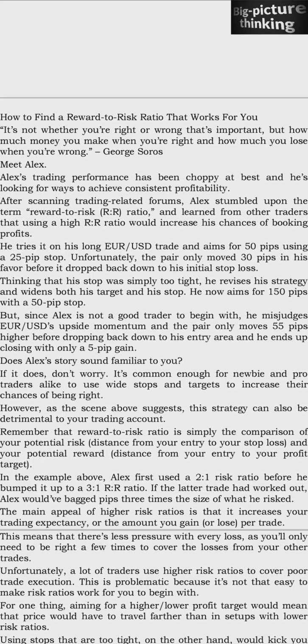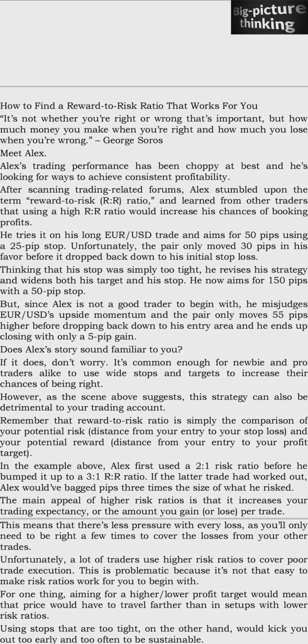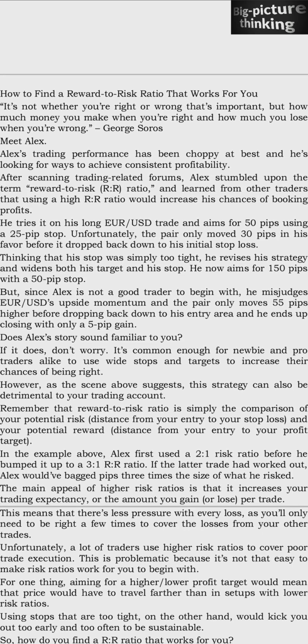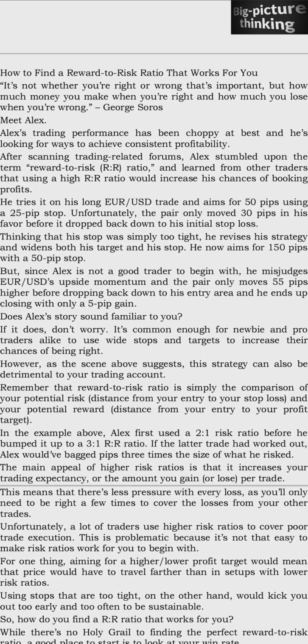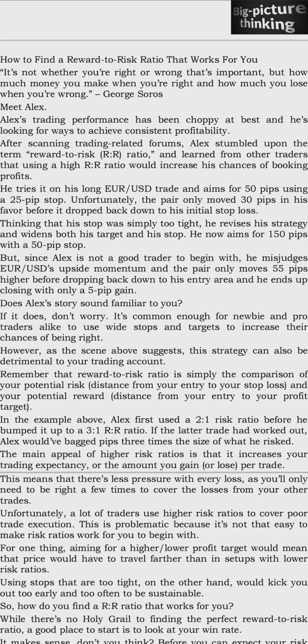Alex's trading performance has been choppy at best and he's looking for ways to achieve consistent profitability. After scanning trading-related forums, Alex stumbled upon the term reward to risk, or R, ratio and learned from other traders that using a high R ratio would increase his chances of booking profits. He tries it on his long USD/JPY trade and aims for 50 pips using a 25 pip stop. Unfortunately, the pair only moved 30 pips in his favor before it dropped back down to his initial stop loss.